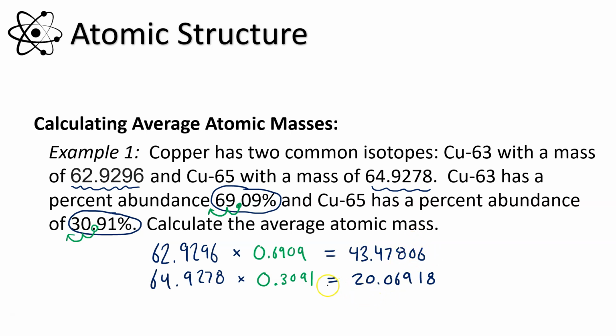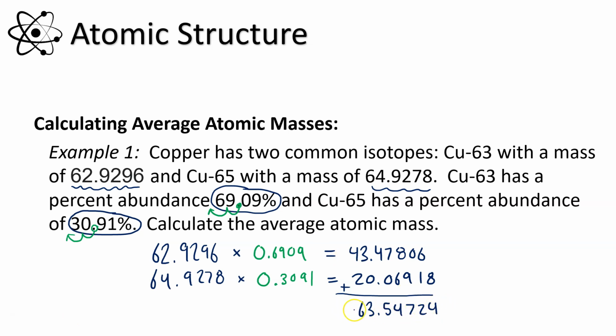The last step, once you've multiplied all of your masses by their relative abundance values, is to take those answers and simply add them together. That's why I like to list things out vertically, so then I can write this as if it were one big giant addition problem. Here, I've just got these two numbers to add. And I get 63.54724 when I add them together.